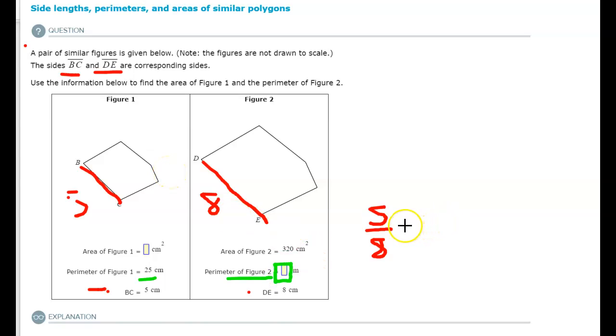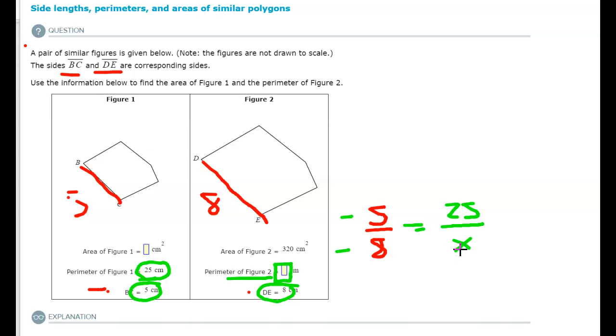So here's what I'll do. I'm going to look back here, and they're giving me the 5 first, and I put the 5 in the numerator, and then they gave me the 8, and I put that in the denominator. So then I'm going to come on over here, and I'm going to take this 25 and put that in the numerator. So I'm going to put that 25 right here. And then I have to figure out what this is right here.